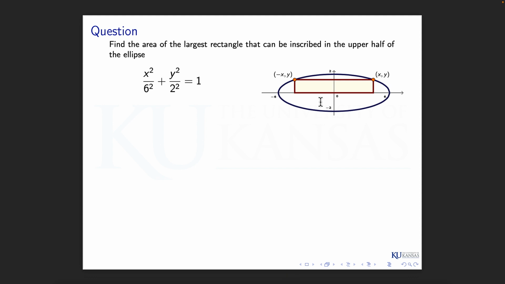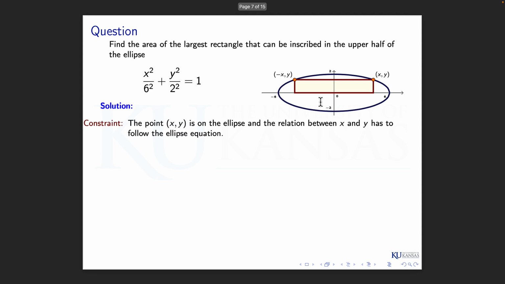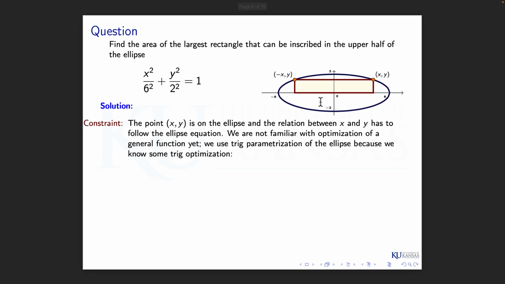When it comes to optimization, a rule of thumb is to first find what your objective function is, then take that objective function and use a constraint to make it a function of one variable. So what is the objective function? As I'm reading, I can see that the objective function is the area, and the constraint is that the point is on the oval.